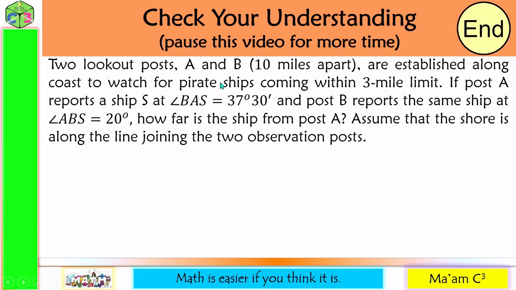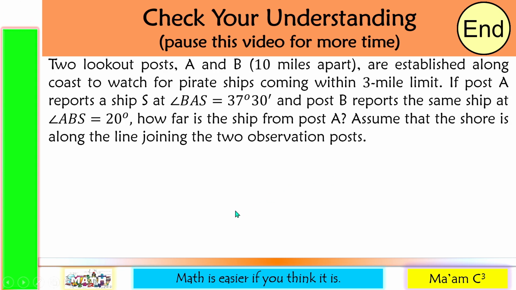Lookout posts A and B, 10 miles apart, are established along the coast to watch for pirate ships coming within a 3-mile limit. If post A reports a ship S at angle BAS equals 37 degrees 30 minutes, and post B reports the same ship at angle ABS at 20 degrees, how far is the ship from post A? Assume that the shore is along the line joining the two observation posts.